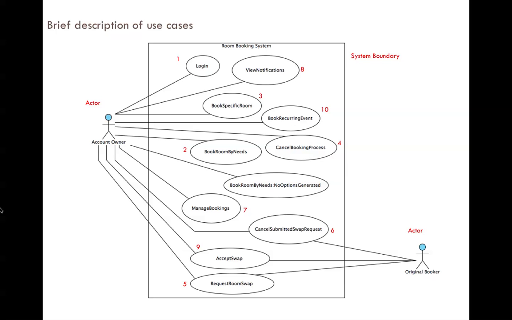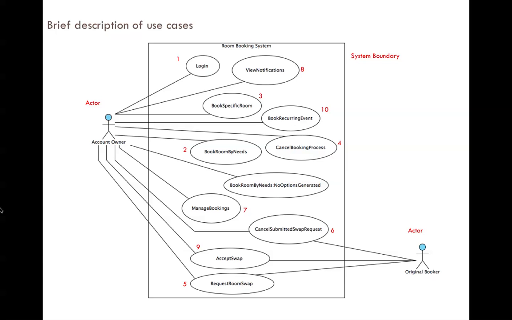Use case 2, book room by needs, is when the account owner searches rooms by some certain criteria and books a room based on that criteria if such room is available. Use case 3, book specific room, is when the account owner has an exact room in mind and books that particular room if available. Use case 4, cancel booking process, is when the account owner chooses to exit from the room booking process. Use case 5, request room swap, is when an account owner wants to book a room that is unavailable. He or she notifies the original booker of a particular room to request swapping rooms.